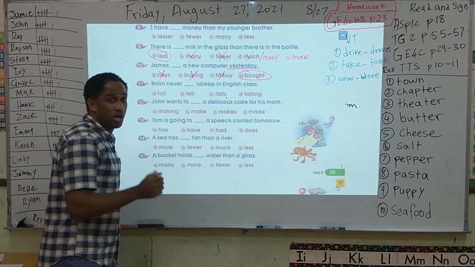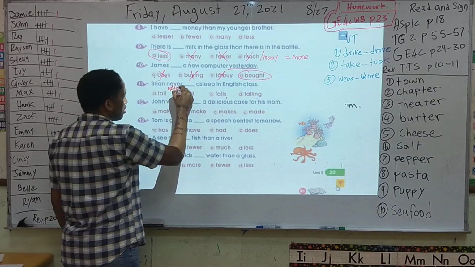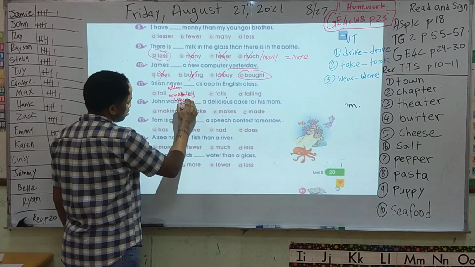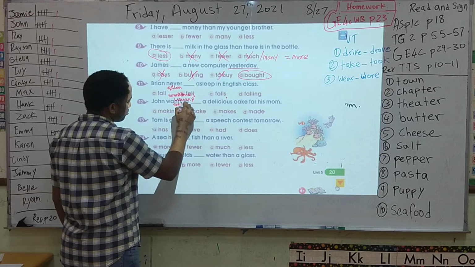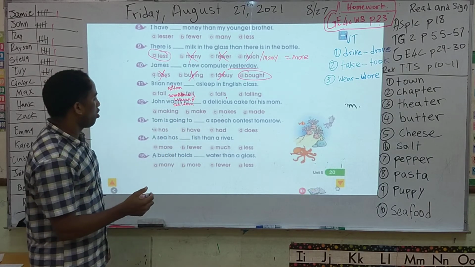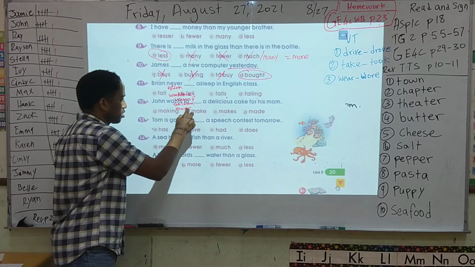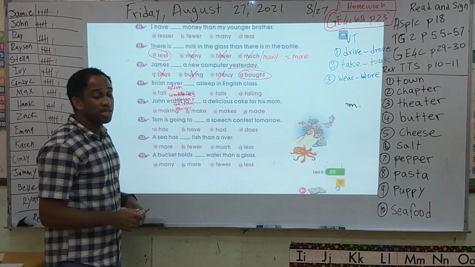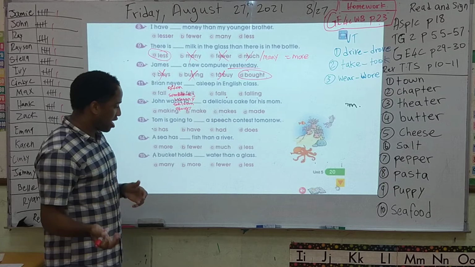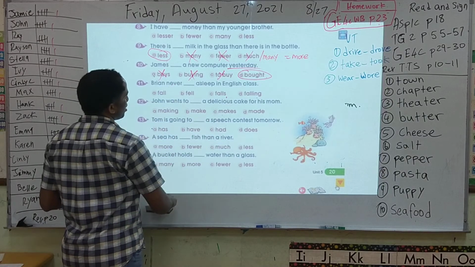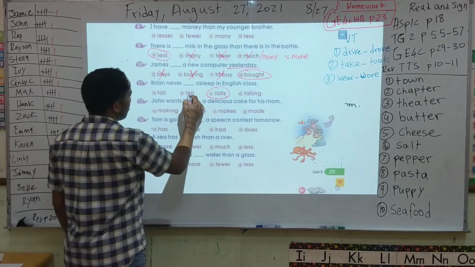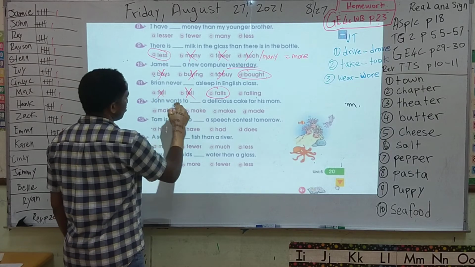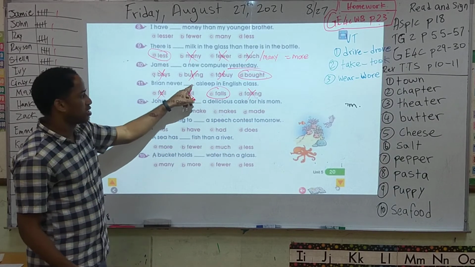Brian never dash sleeps in class. So after never, or after often, or after sometimes, or after usually, or seldom, or always. Remember we did that: never, often, sometimes, usually, seldom, always. The verb has to be in the present. Good. So never sleeps in class. Not never fell asleep, but never falls asleep in class. Okay? Good. Because Brian falls.